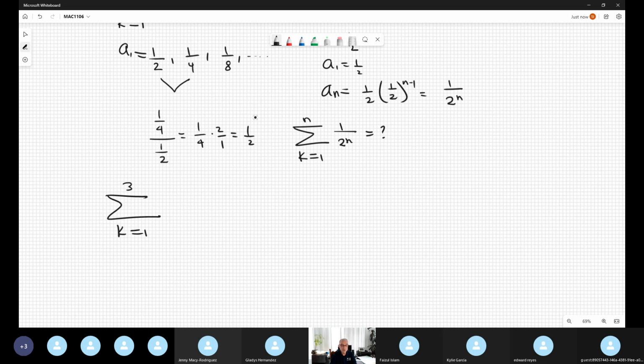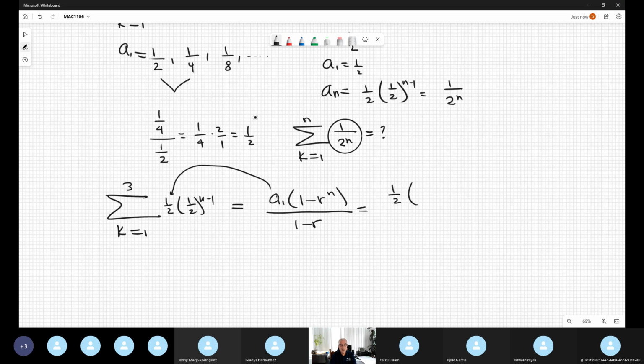Because I want to verify, this is 1/2, and this is 1/2 raised to the n minus 1. Either way, or you copy the formula, it is the same, they are equivalent. And the formula says A1 times 1 minus r to the n, divided by 1 minus r. In our specific example, A1 is 1/2, and the common ratio is also 1/2. This is 1 minus 1/2 raised to the third power, because I suppose n is 3, divided by 1 minus 1/2.